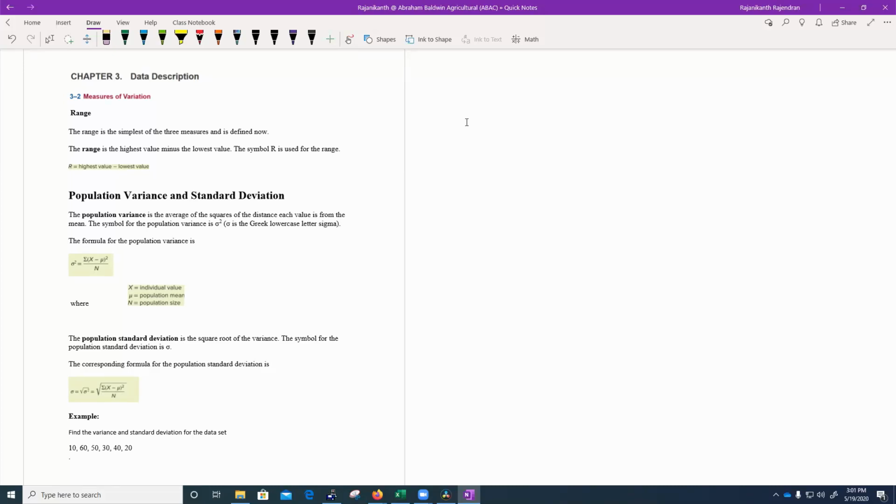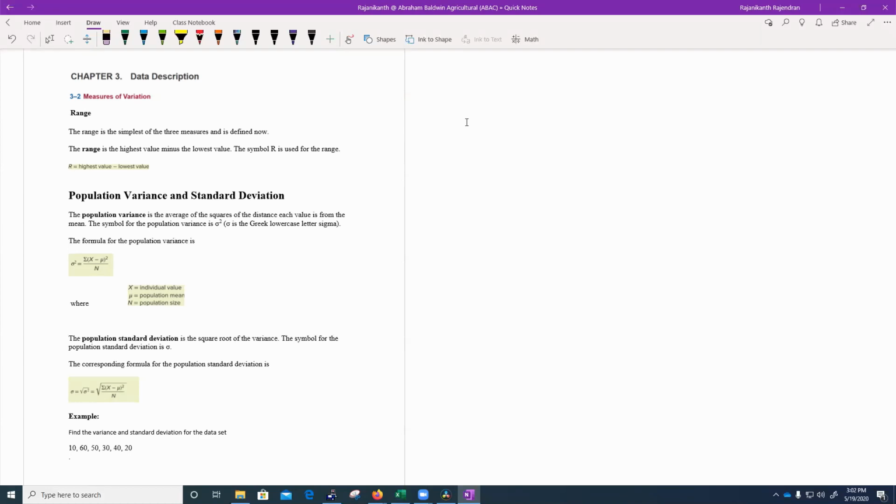This is section 3.2. Remember in 3.1 we had the measures of central tendency. So we have seen there about mean, median, mode. Now here we are going to look at the measures of variation. That means we are going to look at how far the data values are scattered or distributed from the mean. So this is called the measure of variation.